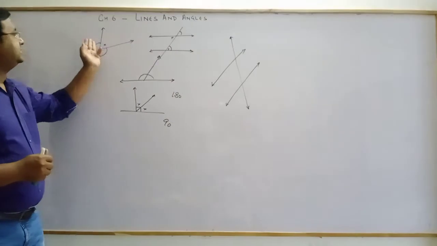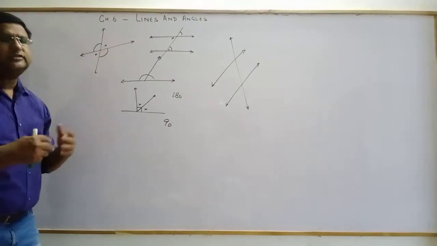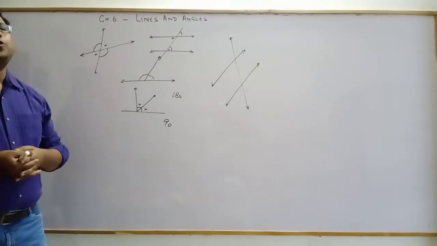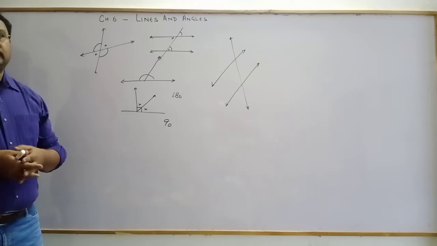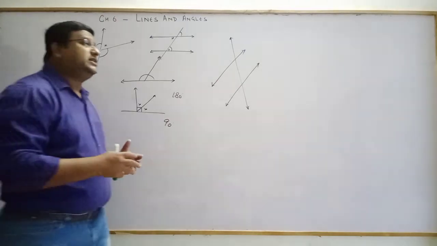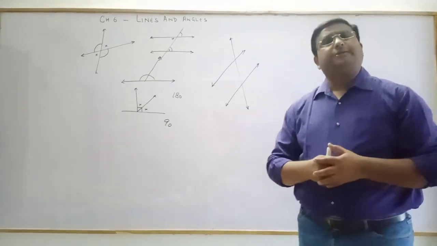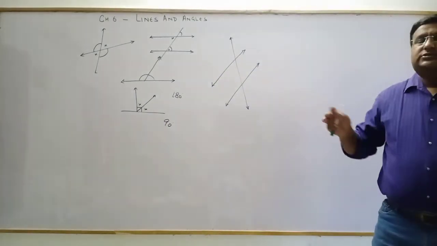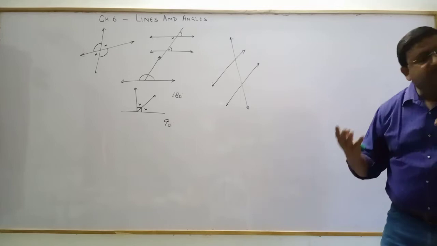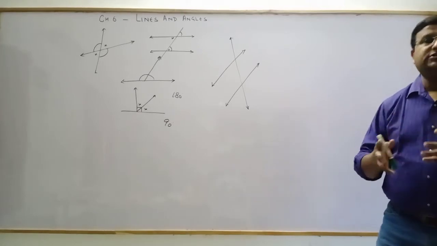Vertically opposite angles are equal. Sir, why vertically opposite angles? Just because the teacher told us? No. There is a reason behind it. We say, sir, Pythagoras theorem, hypotenuse square is equal to perpendicular square plus base square. Why? Because the teacher told us? No. There is a reason, there is a concept behind it.